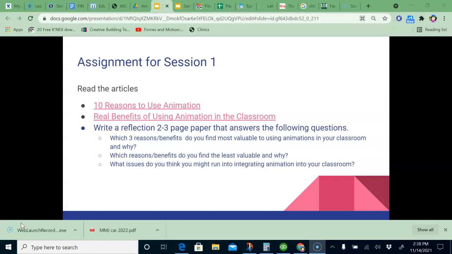That reflection paper you can do in a Google Doc, you can do in Word, and please either upload the document or share the document and upload the link into Schoology. If you have any questions for me whatsoever, please reach out and email me.